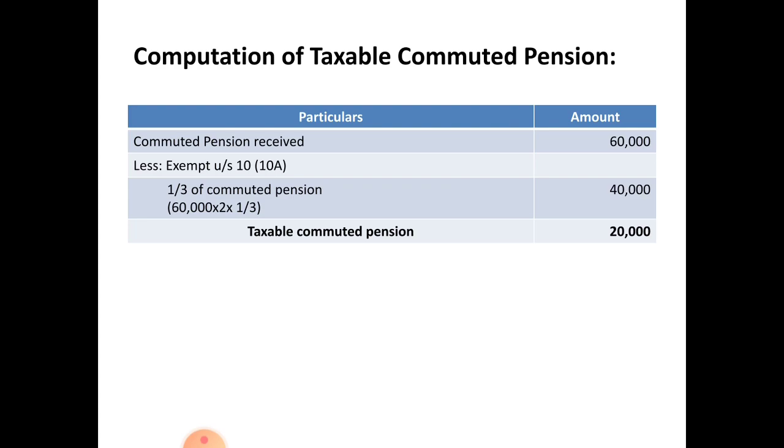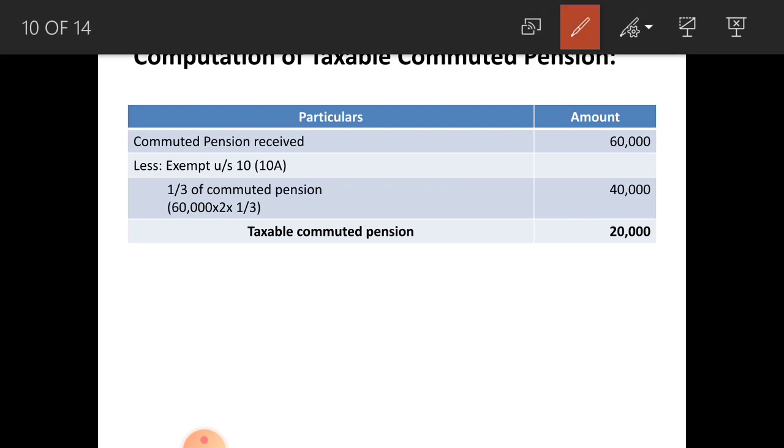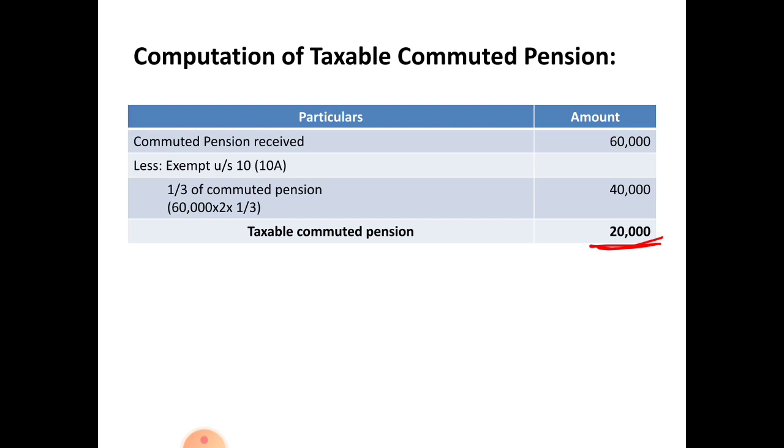Next, compute taxable commuted pension. Here he received gratuity, so the exemptible limit is 1/3 of commuted pension. Commuted pension received is 60,000, that you have to write as it is. Then exempt under section 10(10A): 1/3 of the full value of commuted pension, that is 60,000 into 2 into 1 by 3, that amounts to rupees 40,000. When you deduct this tax-free commuted pension from the actual commuted pension received, you get taxable commuted pension as 20,000. Here the taxable commuted pension of Mr. Bhuvan is 20,000. He received gratuity. Remember this point and solve this problem once again.